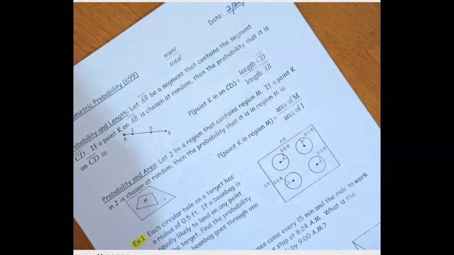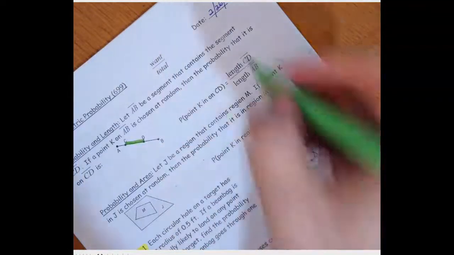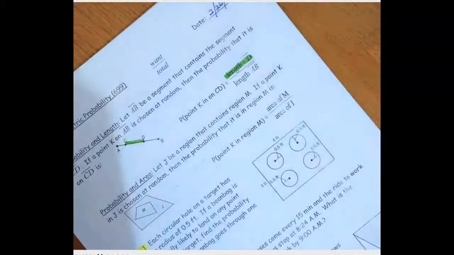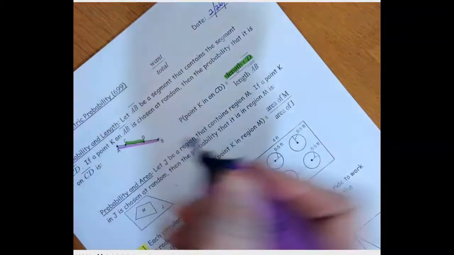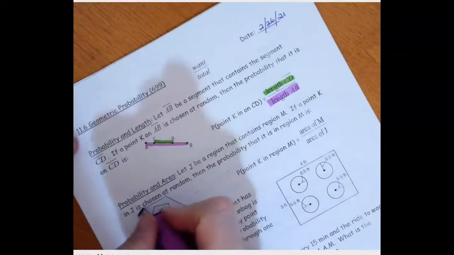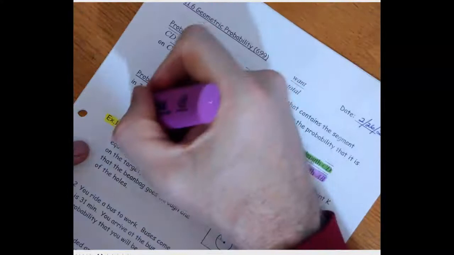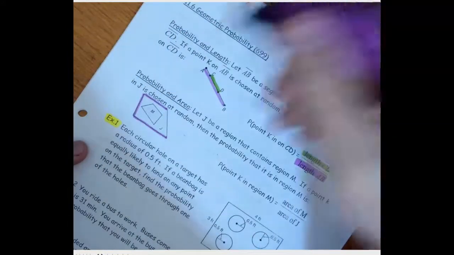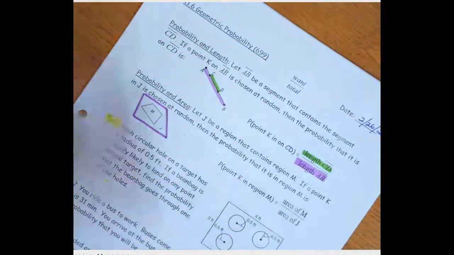So let's color code that up a little bit here. So CD, the length of segment CD, compared to the length of the whole thing. All right, and that's pretty much that. And we could do the same thing here. So the same thing applies to area. So the area of the whole space that we're looking at looks like a trapezoid, but I don't know if they really gave us enough information to say that for sure.